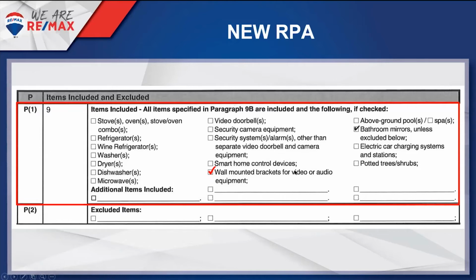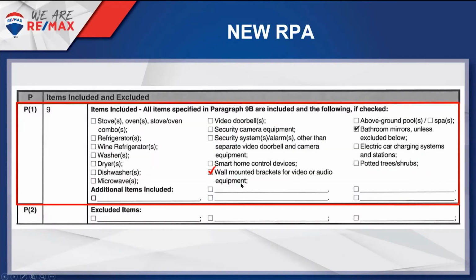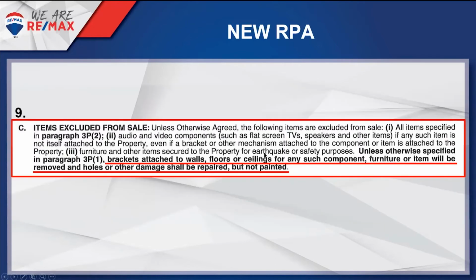In 3P, the wall bracket, that's what we're talking about here. If you check this box, then the wall brackets will be included. But if that box is not checked in 3P1, then the brackets are to be removed and the holes patched but not painted.